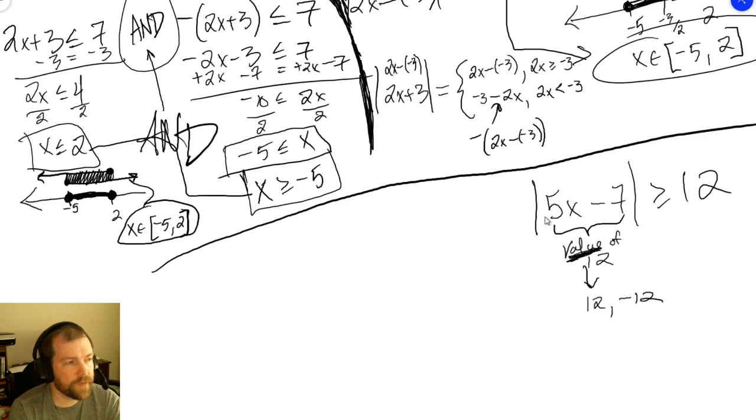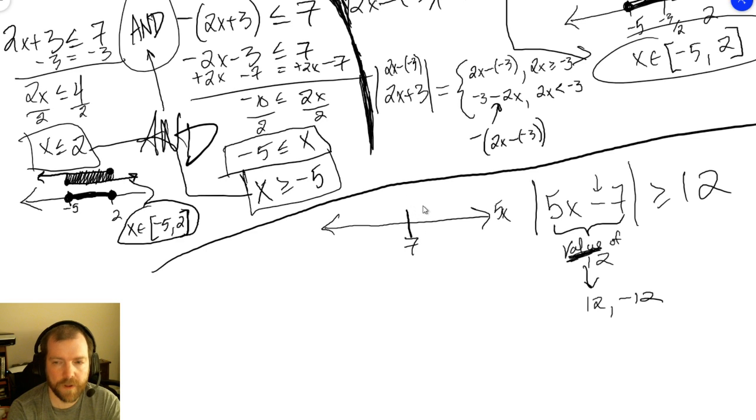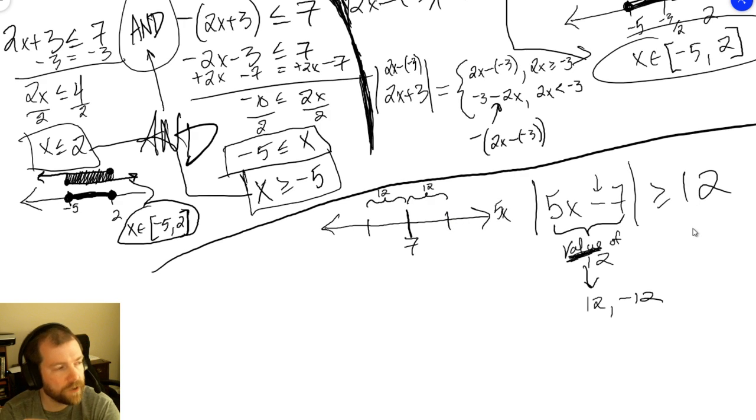So again, my preferred method for this is to use a graphical method wherein we are trying to find the distance between 7 and 5x. 5x, we don't know where it is. That's our variable term. It goes on the number line itself. 7 is going to be our target value. And then the distance, we said the critical points or border points are going to be at 12. And then the distance must be greater than or equal to 12.